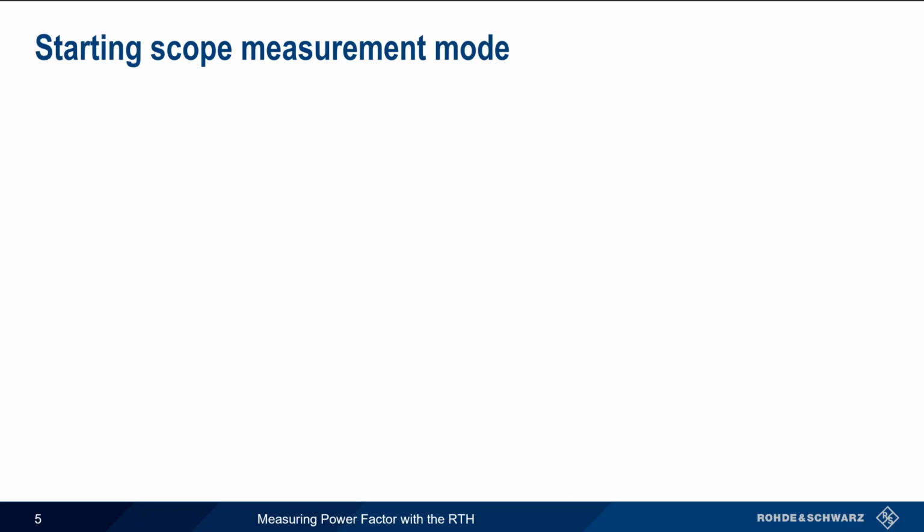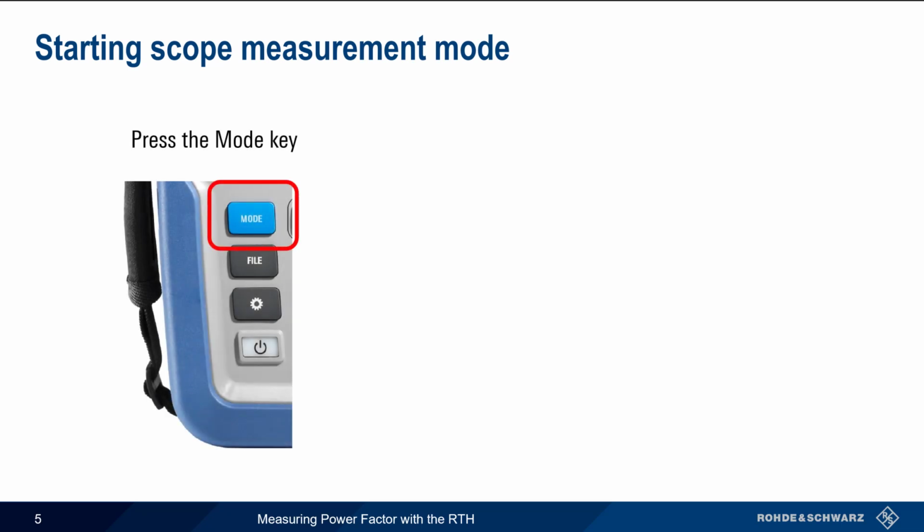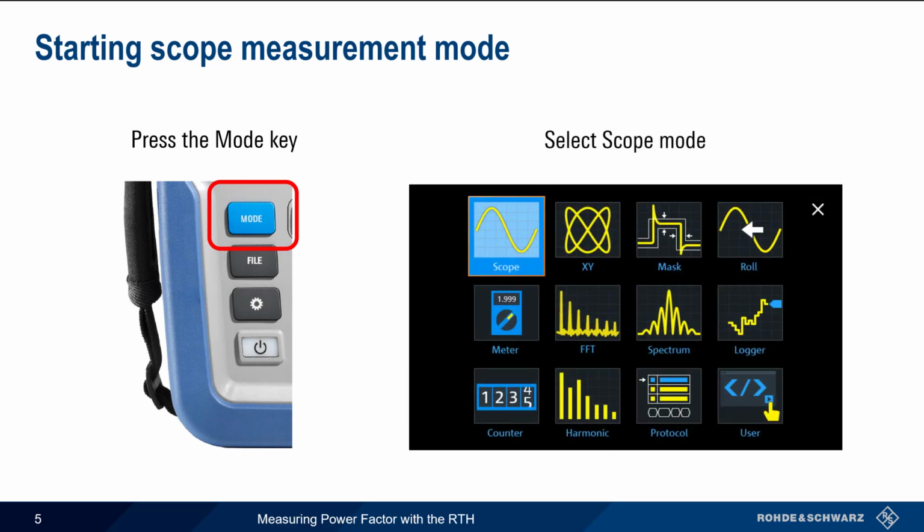Once we've connected and configured our probes, the next step is simply pressing the Mode hard key on the front panel and then selecting Scope from the list of available modes. Power factor and related measurements, such as apparent and reactive power, are all made in standard scope mode. Next, we'll go step by step through how power factor measurements are made.